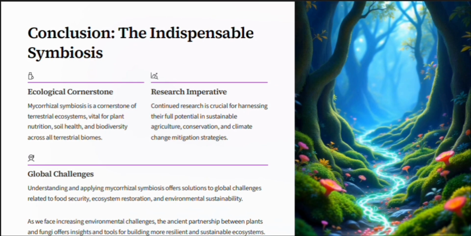To conclude, I would like to say that mycorrhizal symbiosis is the cornerstone of the terrestrial ecosystem, which is vital for plant nutrition, soil health, and biodiversity across the terrestrial biomes. Research is being applied to each and every type of relationship in mycorrhiza, and to how they are helping in conserving and making agriculture more sustainable, even in extreme climatic change.